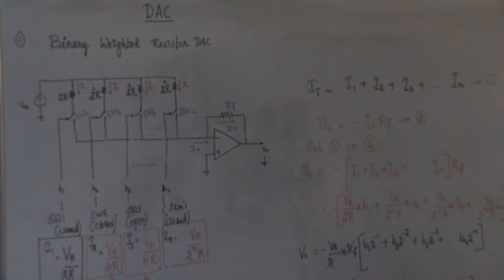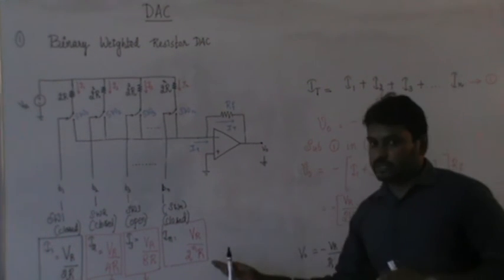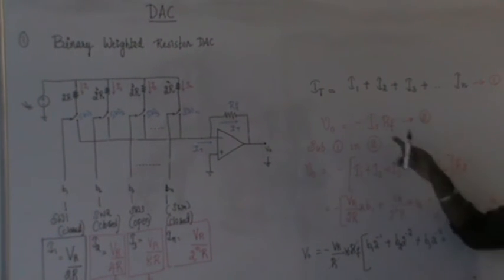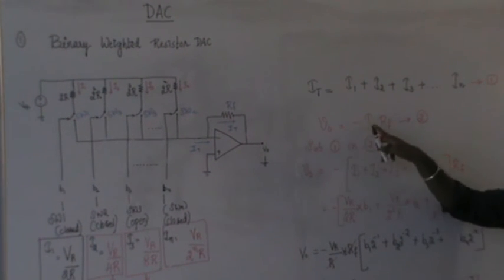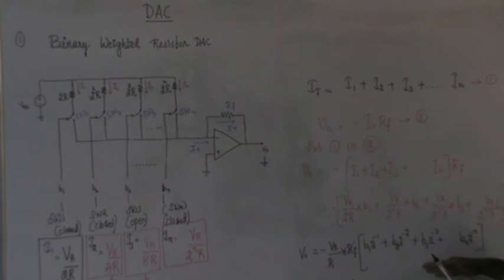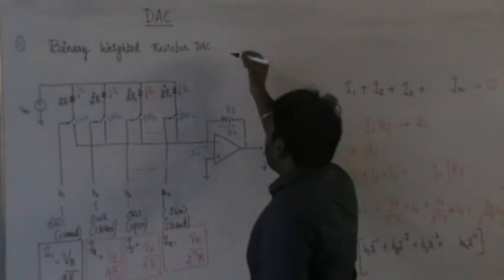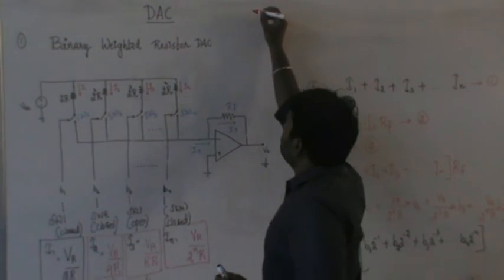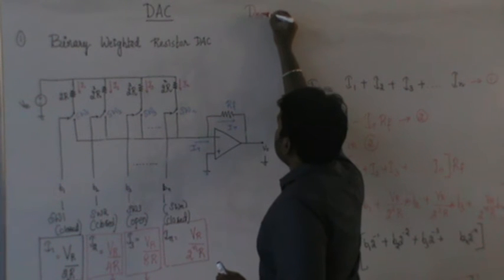I hope you have understood the concept of binary weighted DAC, and how to write the current equations and how to substitute the equations in the V0 is equals to minus IT into RF, and how we have taken the common, and finally we are assuming R is equals to RF. Now one more important thing is there is a drawback. The drawback of this binary weighted resistor is, I am writing the drawback here.